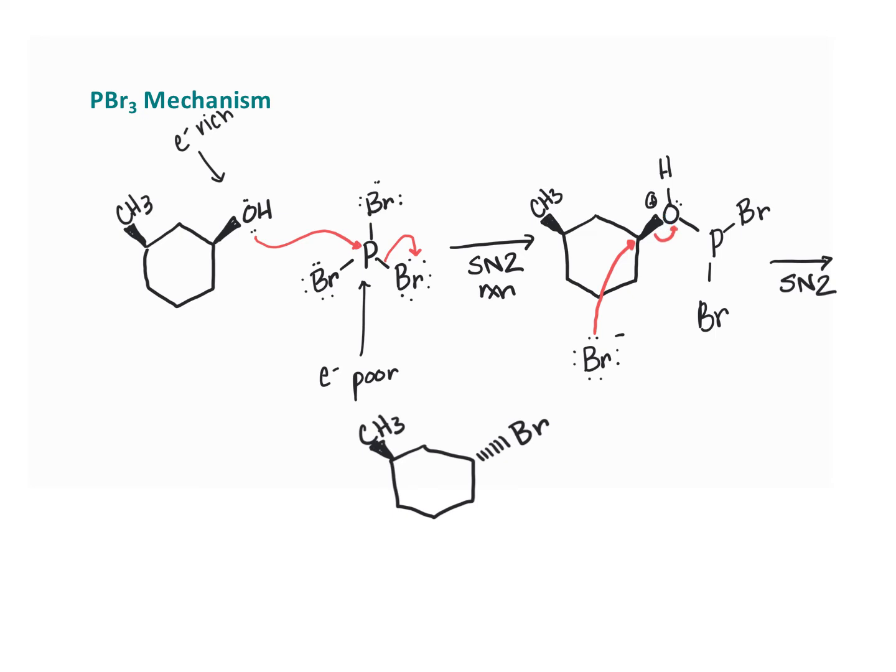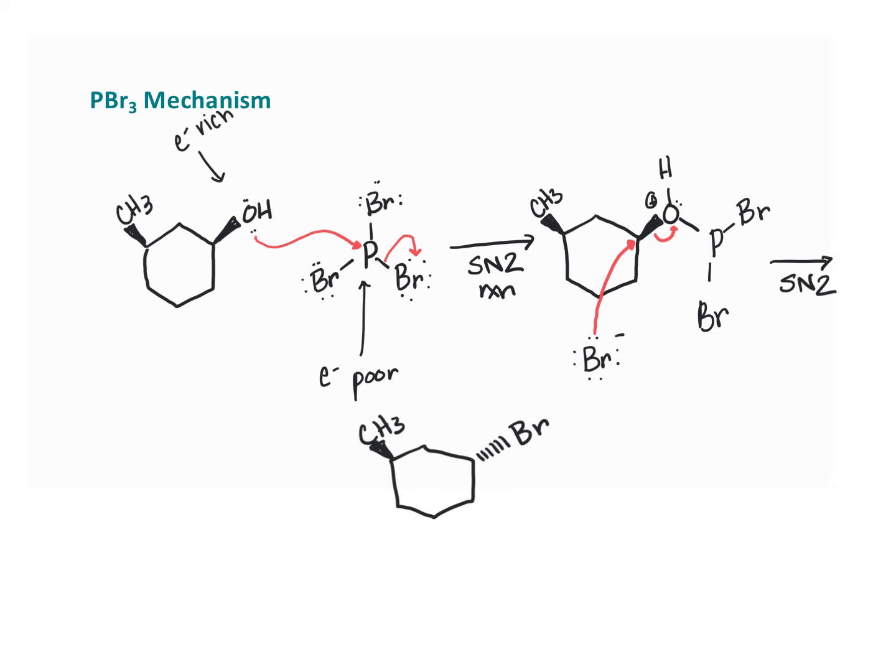Also, I want you to notice how the mechanism accounts for the stereospecificity here. This is a backside attack. So the bromine comes in from this side and the leaving group is on the other side. So that's the reason we have the flip in stereochemistry here, or the inversion, because it's a backside attack. Notice that we didn't generate any carbocations, and so you can't have a carbocation rearrangement.